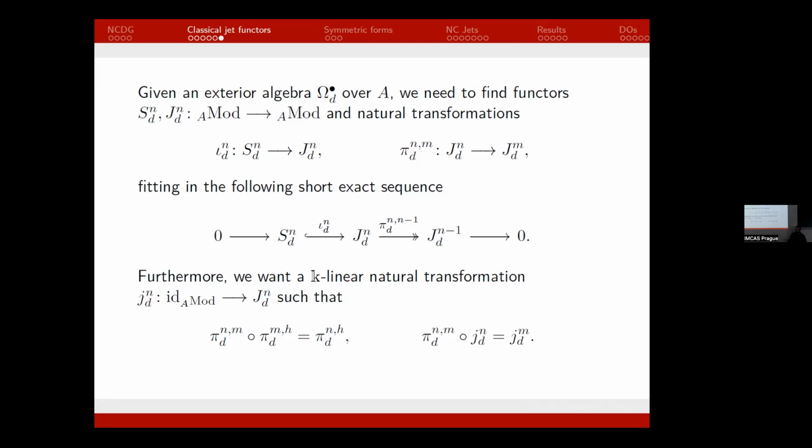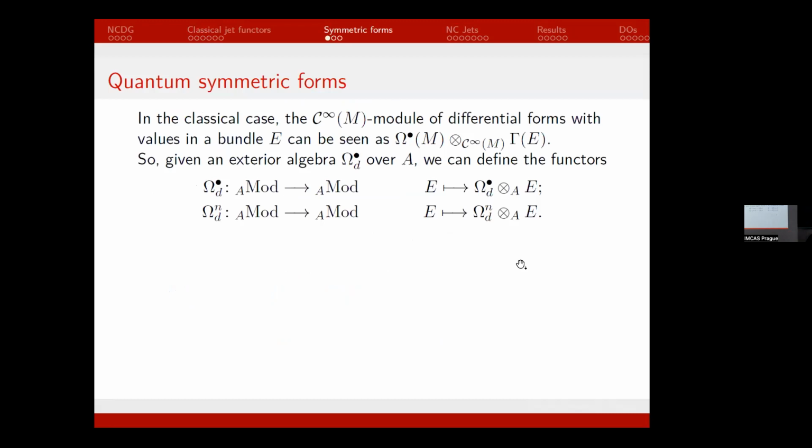Up to some point, I will get back to it. Okay, so how do we use this information? Let's start with the quantum symmetric form. In differential geometry, when we want to take a differential form valued in a vector bundle, what we do at the level of sections is take the tensor product over C infinity of the differential forms, tensored with the global sections of the bundle. So this is what happens.